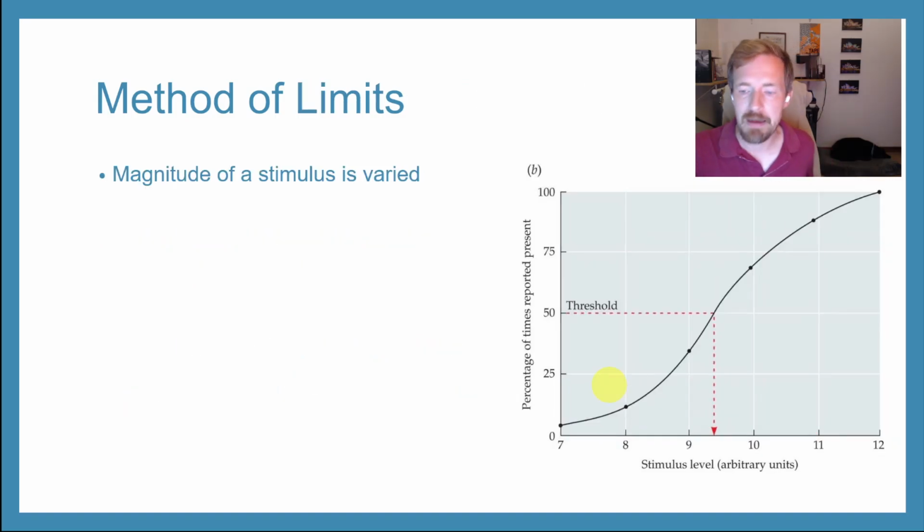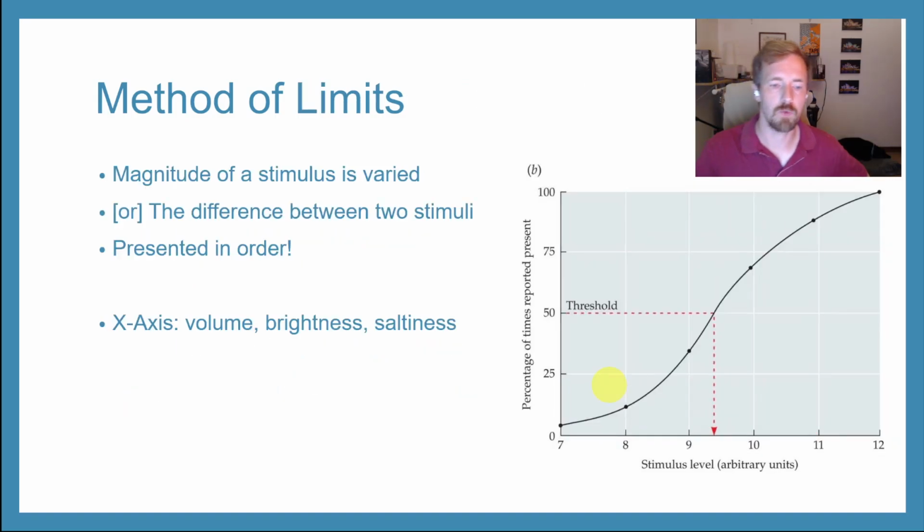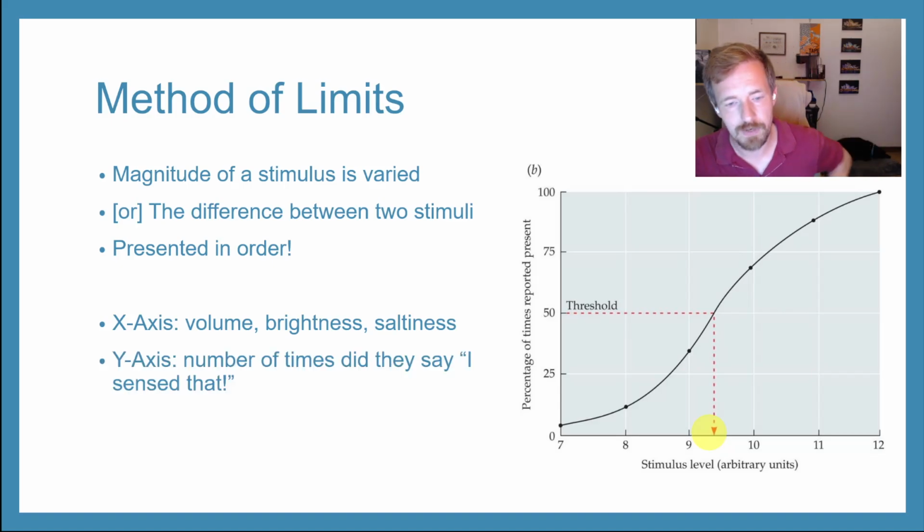All right, the method of limits, this is where we are going to present it in order. So we're going to be starting out, and again, if we're using volume here, we're going to start really soft and slowly have the volume raised until we can hear it, or we can work in the opposite direction where we start really loud and then go until we can't hear it anymore. And so it's presented in order here, and then we tell the experimenter or the doctor, yes, I can hear it now, or no, I no longer hear it.